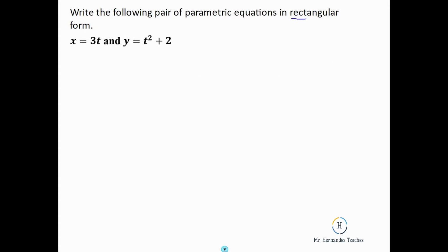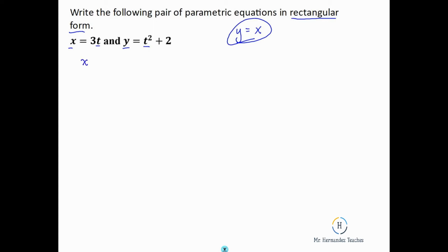So rectangular form, what is this? Well, all this means is something that says like y equals. So any time we have two variables. Notice here we have three variables that are different. So that's what parametric does. It brings in that extra variable. Rectangular form reduces that.